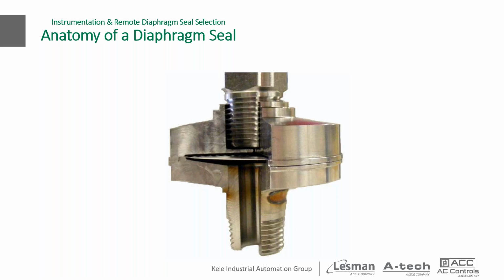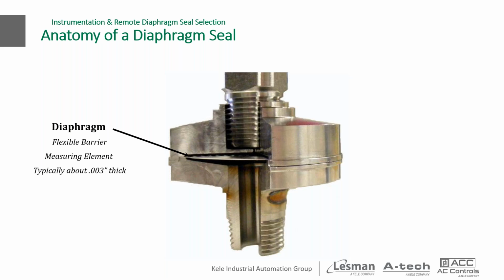So let's quickly go through the anatomy of a diaphragm seal. The seal, of course, is a welded seal, but it has all the basic components of most diaphragm seals. The diaphragm is the most crucial element, and in order to transmit process pressure effectively and accurately, it has to be very thin. Most diaphragms are only 0.003 of an inch thick and are very fragile.